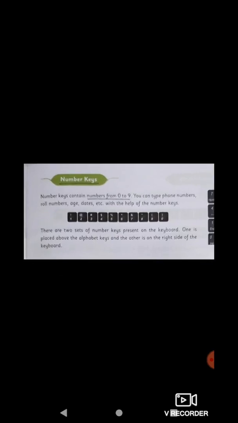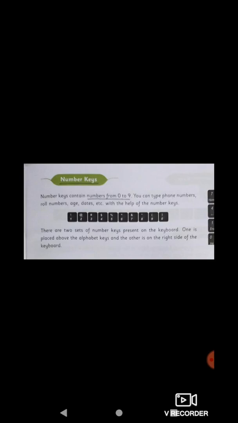So remember, number keys consist of numbers from 0 to 9 and there are two sets of number keys on the keyboard. One is above the alphabet keys and one is towards the right side of the keyboard. Alright?